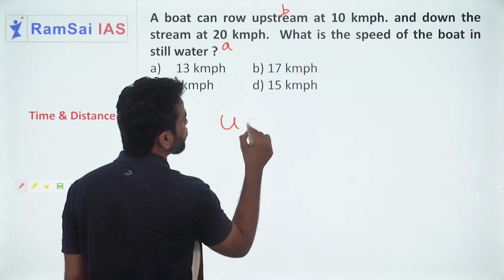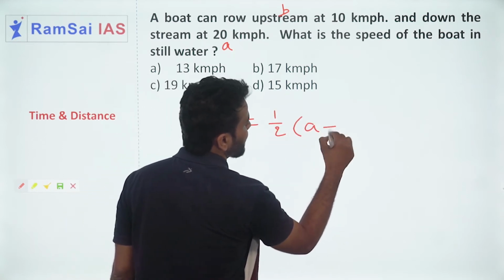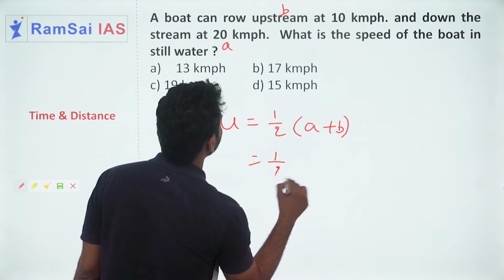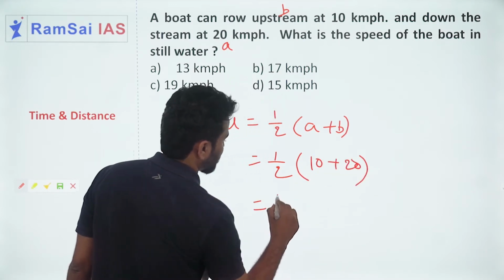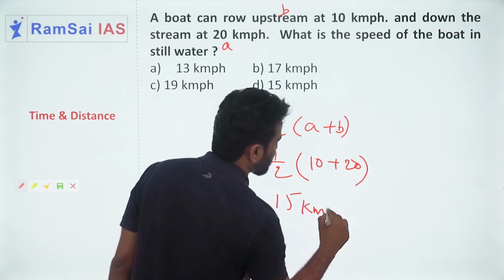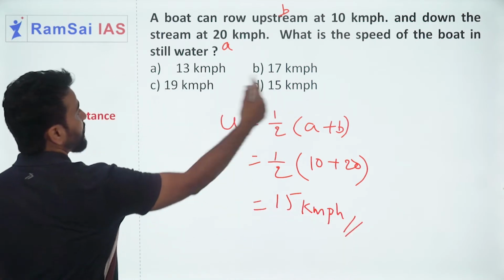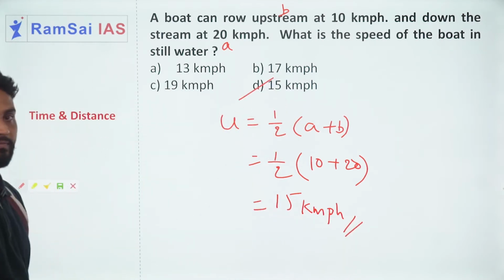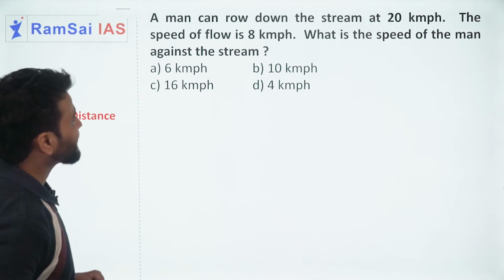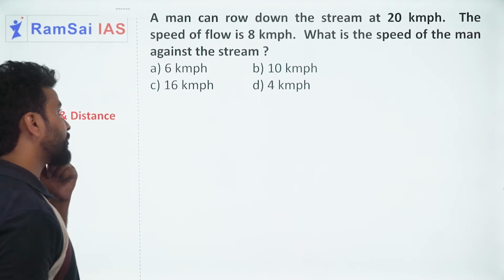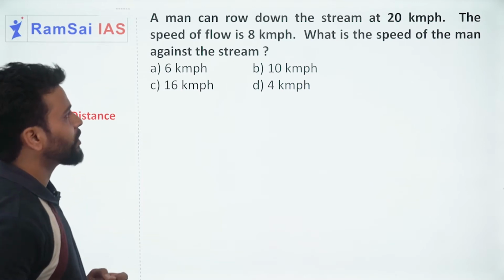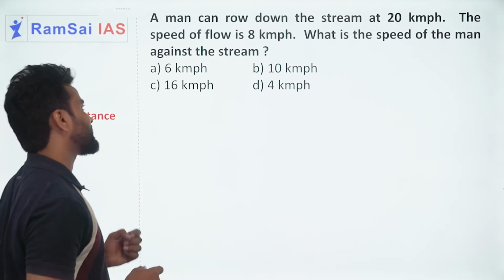So, U equal to what? U is half of A plus B. So, half of 10 plus 20 is 15 km per hour, which is option D. Right? Next one. A man can row down the stream at 20 km per hour and speed of flow is 8 km per hour. What is the speed of the man against the stream?